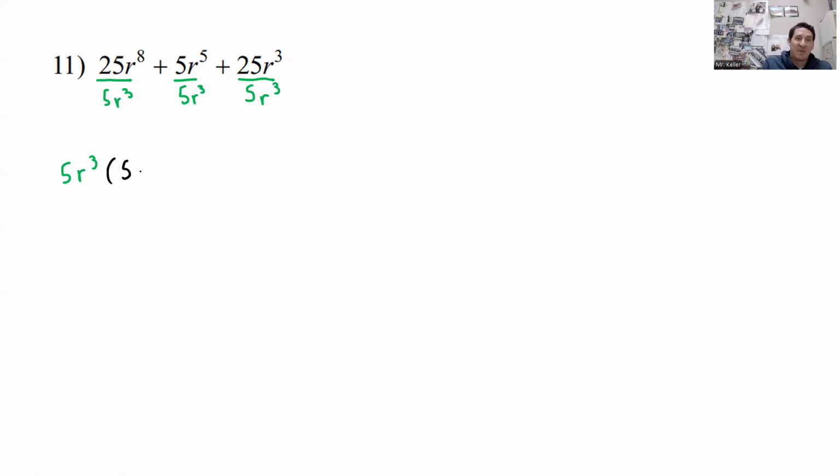R to the 8th divided by R to the 3rd is R to the 5th. 5 divided by 5 is 1, plus R to the 5th divided by R to the 3rd is R squared, plus 25 divided by 5 is 5, and then the R to the 3rds cancel out. So it's 5R cubed times (R to the 5th plus R squared plus 5).